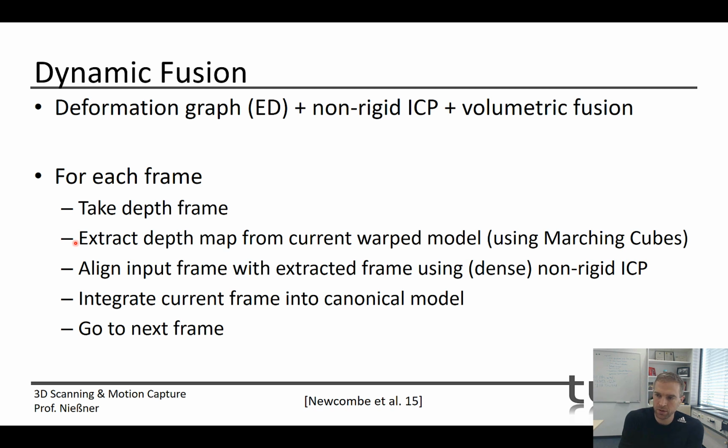That's an optimization problem where you have to find the optimal unknowns for the deformation graph deformation parameters. Once you have those, you integrate the current frame into the canonical model, and then you go to the next frame, right? And then you iterate this until you finish your sequence, okay?